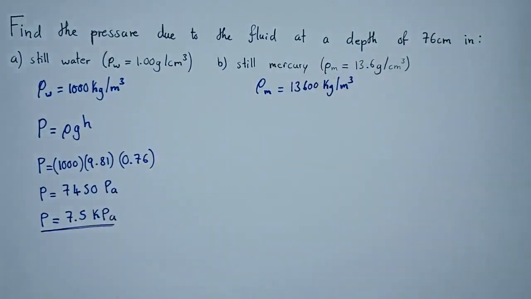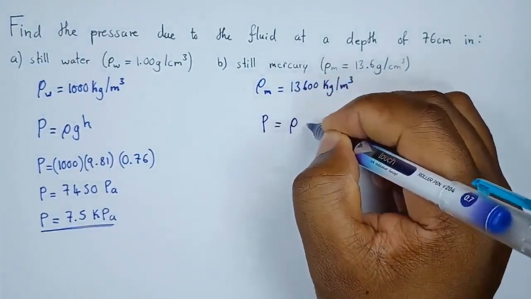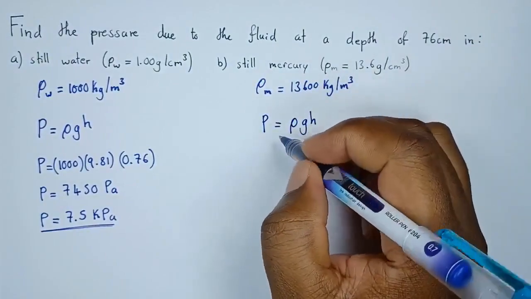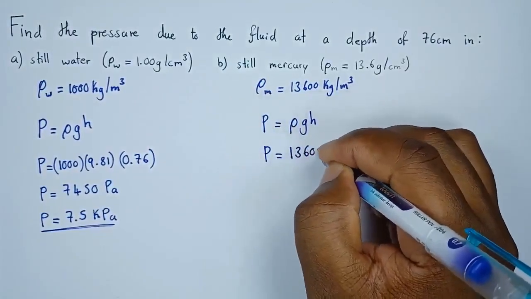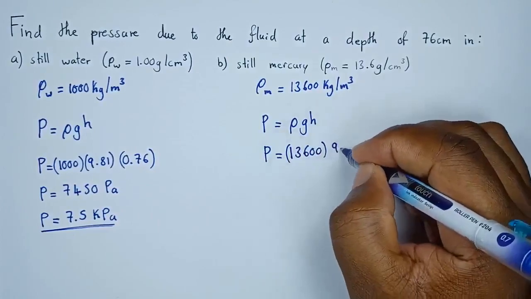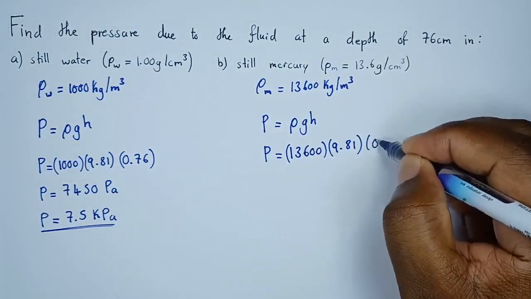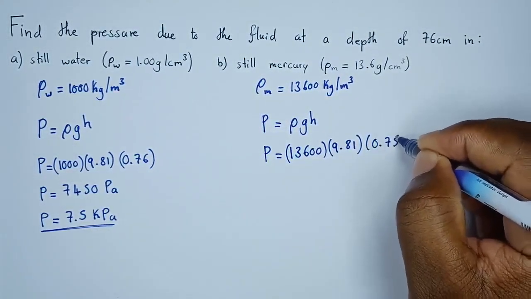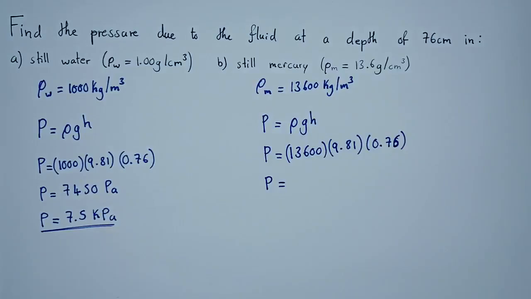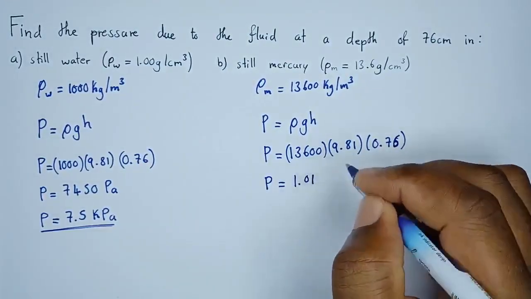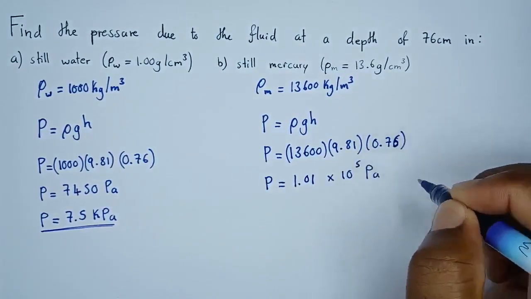Let's look at the pressure for the mercury. Again, the procedure will be the same. So pressure is equal to rho g h. In this case, pressure is equal to rho, the density of mercury, we're using 13,600. Acceleration due to gravity is 9.81 meters per second squared, and the height, we said we use in meters, which is 0.76. Okay, so what does this give us? This gives us a value of 1.01 times 10 to the power 5 pascals.